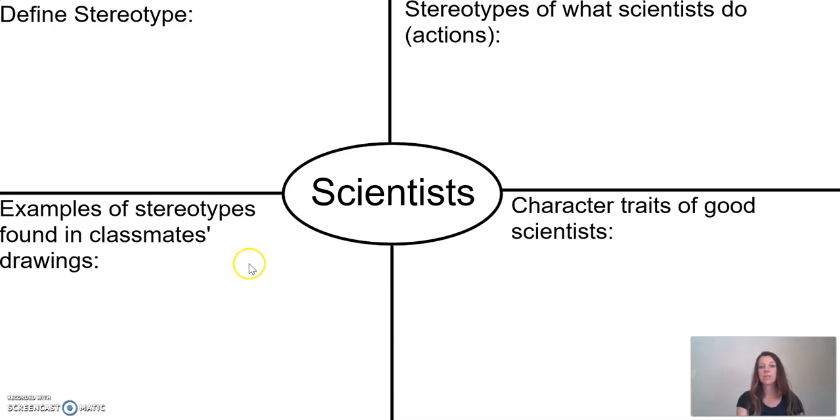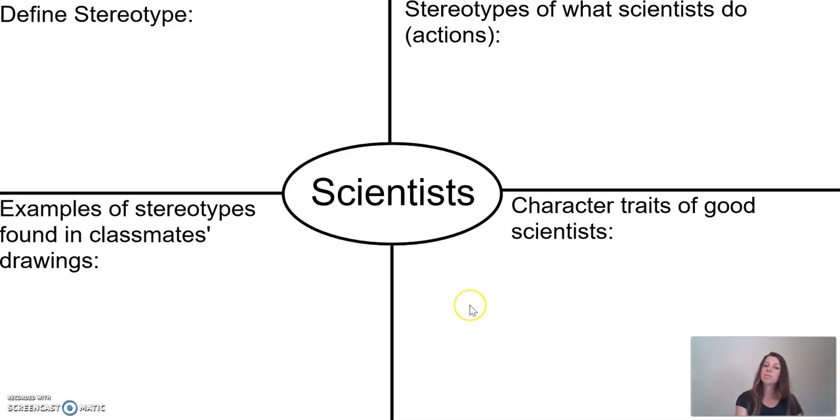In the second box over here, I want you to write down the stereotypes of what scientists do. What actions do we tend to associate with scientists? What do we think they do? Looking back at your classmates' pictures, in this third box, I want you to give examples of stereotypes that you found in your classmates' drawings. Again, were they wearing lab coats? Did they have goggles on? Where were they working? Male or female, things like that.